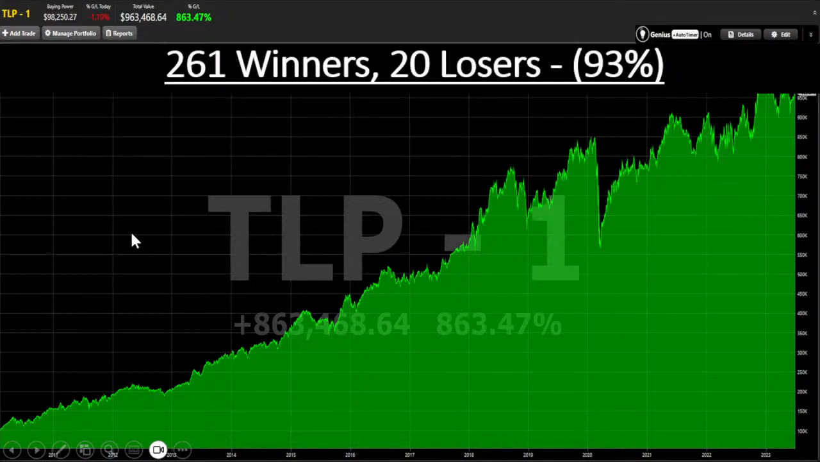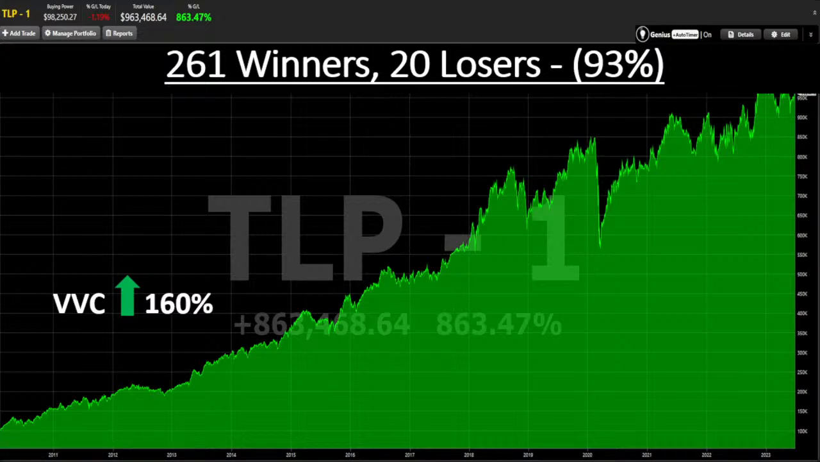In 13 years, this has produced 261 winning trades, 20 losing trades. That's a 93% winning trade percentage. The VectorVest composite is only up 160% over this same time period. We made 863%, and it's just still trucking along. COVID destroyed this and hurt the portfolio quite a bit, but we managed to make new highs on this portfolio.